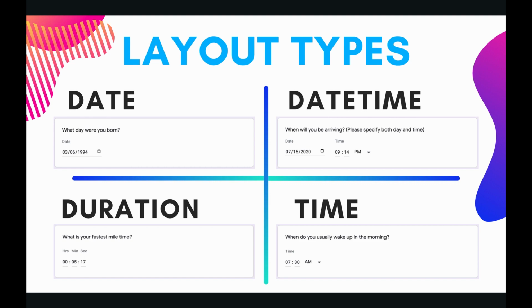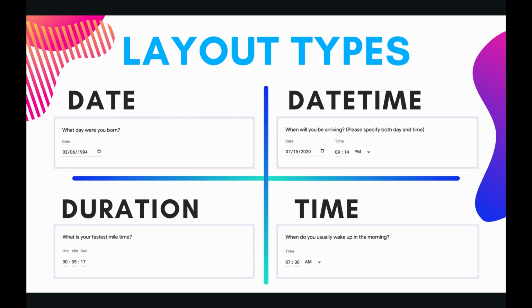Starting off, the date item is basically where you can ask a question for your respondent, but the respondent has to answer within a date object format. And a date object consists of a month, a day, and then optionally a year.